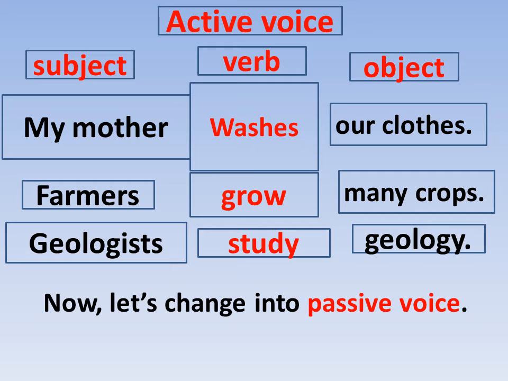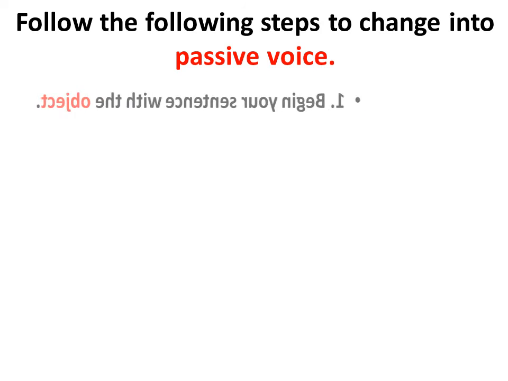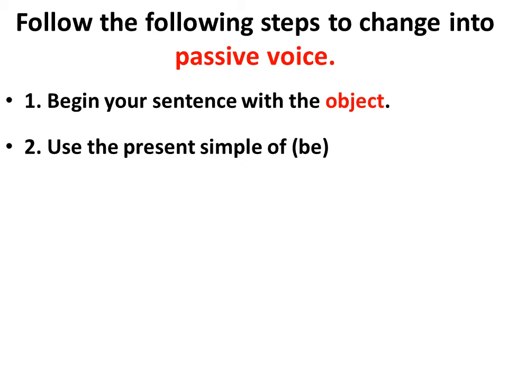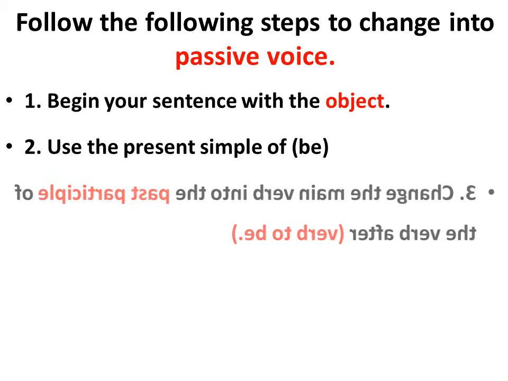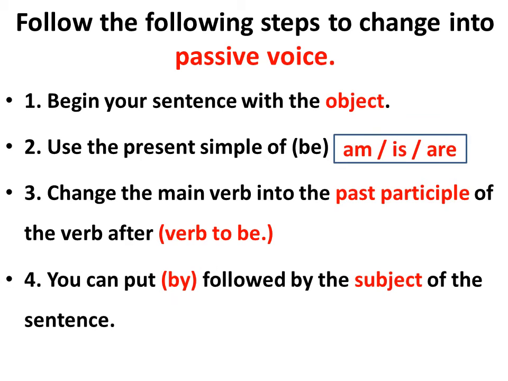Now, let's change into passive voice. Let's go. Here, my dear students, I show you some steps to help you change from active into passive, okay? Step one, begin your sentence with the object of the sentence, okay? Step two, use the present simple of verb to be, which is am, is, are. Step three, change the main verb into the past participle of the verb after am, is, are.